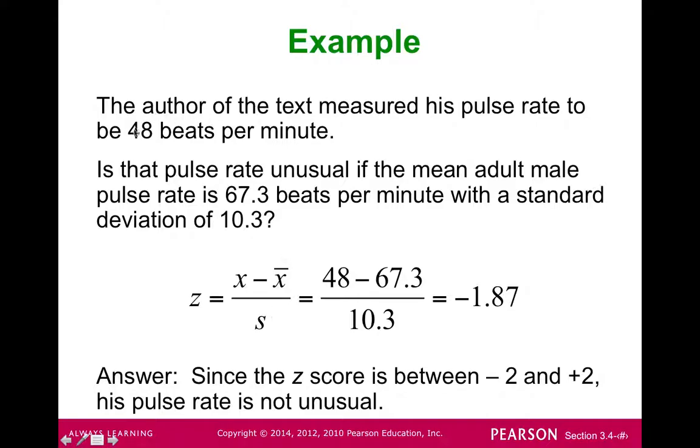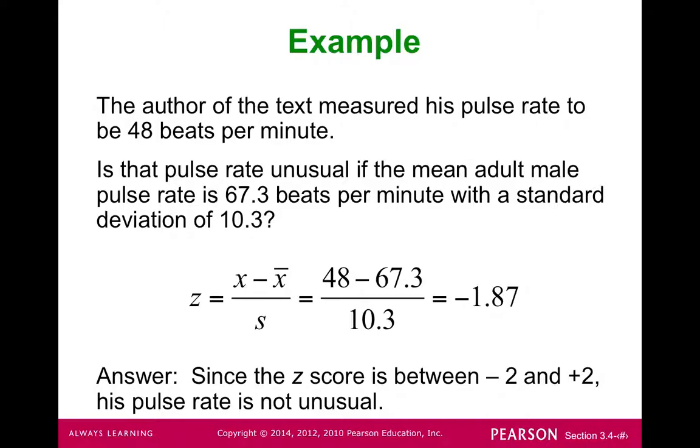In this case, our x is going to be what the author measured his pulse rate to be. So 84 minus the mean pulse rate, which is given to us in the problem as 67.3 beats per minute, all divided by the standard deviation given to us in the problem of 10.3. And when we complete that calculation, we wind up with a z of negative 1.87.